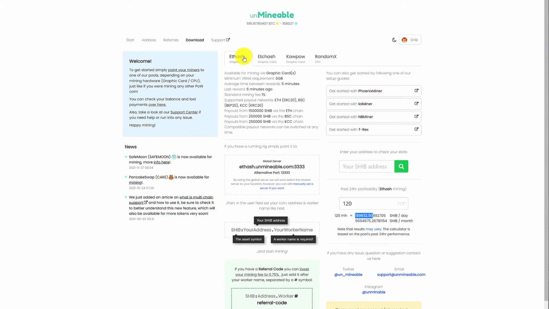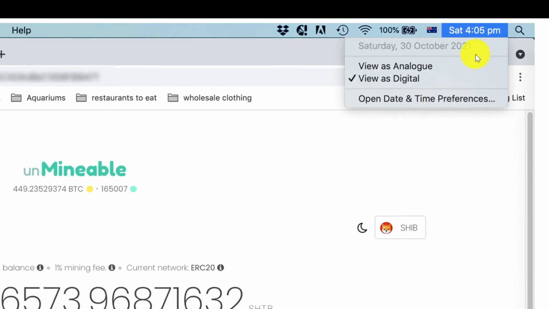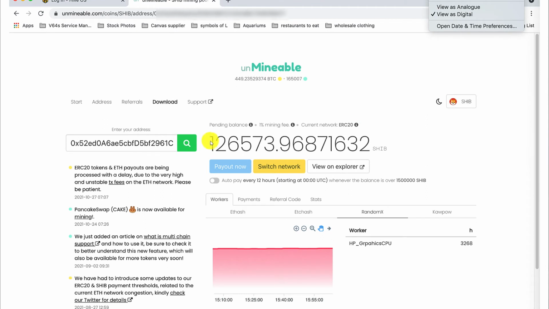Okay, so what about the payout? So where are we? You'll see here, I started on the 30th of October. This is when I stopped mining with my CPUs. So I'd accumulated roughly about 126,000 Shiba Inu tokens at this point in time. And then I basically switched over to the actual RTX 3090 mining rig plus my GTX 1650.